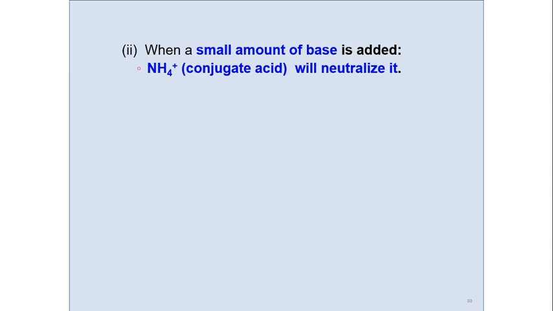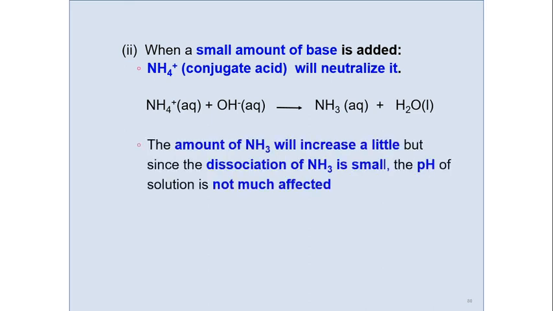So, reaction dia NH4+ tambah OH- akan produce NH3 plus H2O. So, ini telah menyebabkan the amount of NH3 to increase a little. Concentration of NH3 akan meningkat sedikit, tapi disebabkan NH3 ni adalah weak base, so dia punya dissociation adalah sangat kecil sebabkan dia adalah weak base. So, the pH of the solution is not much affected.